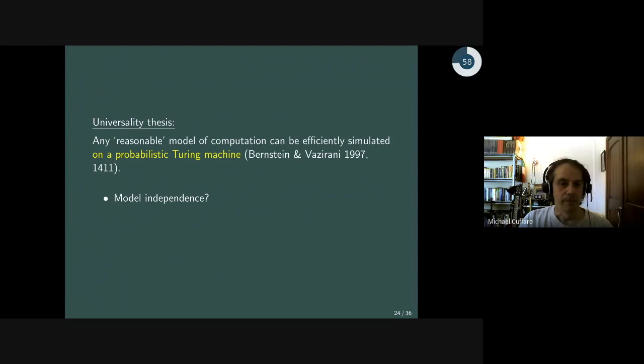But you might be a little puzzled, even so. If you look at Bernstein and Vazirani's way of putting this claim, they call the universality thesis the thesis that any reasonable model of computation can be efficiently simulated on a probabilistic Turing machine. So it's strange to say that this is a model-independent notion, because it's defined explicitly with respect to a given machine. So in what way is the universality thesis expressing the kind of model independence to begin with, right? So one might be a bit puzzled by this.